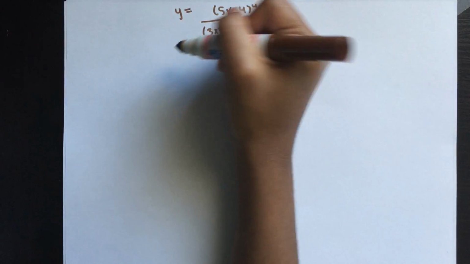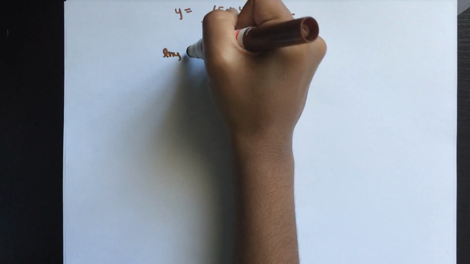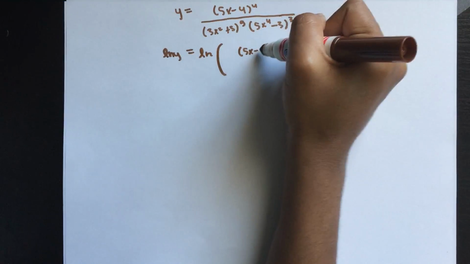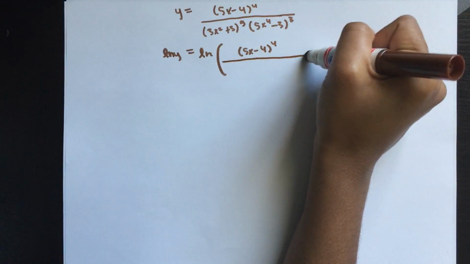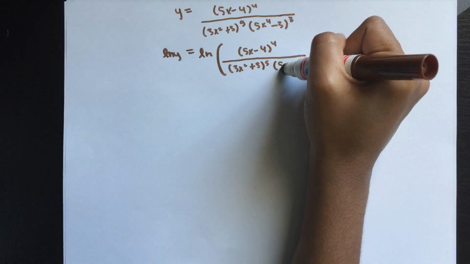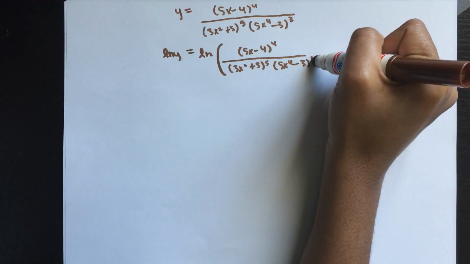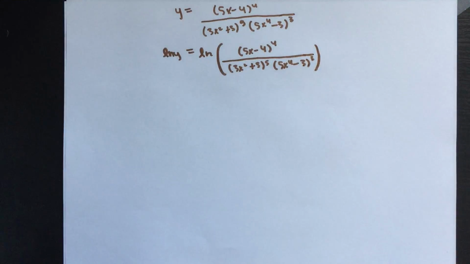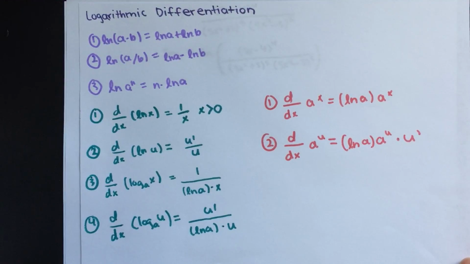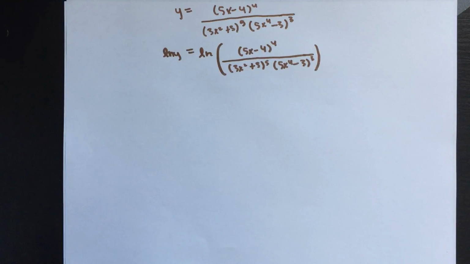So first I'm going to take the natural log of both sides. So the natural log of y has to equal the natural log of (5x minus 4) to the fourth all over (3x squared plus 5) to the fifth times (5x to the fourth minus 3) to the third. If you haven't noticed already, this is in the format of the log quotient rule that I mentioned earlier, where the natural log of a over b equals the natural log of a minus the natural log of b. So we're going to apply that here.